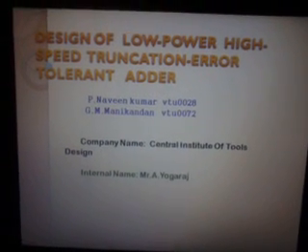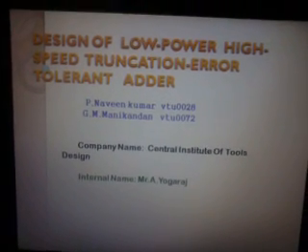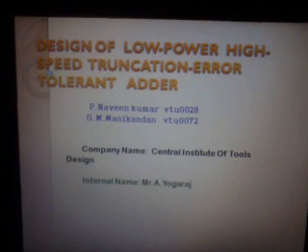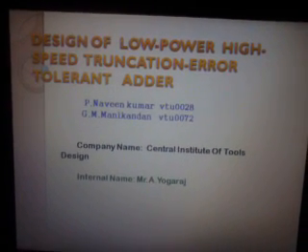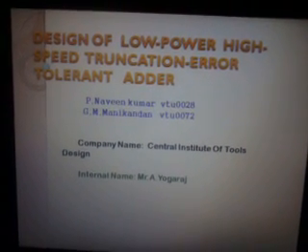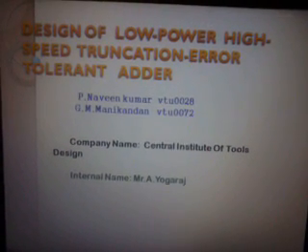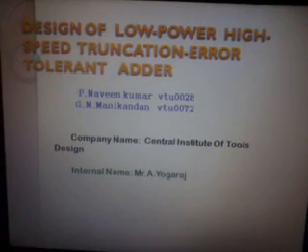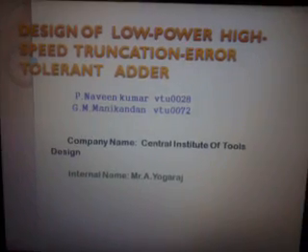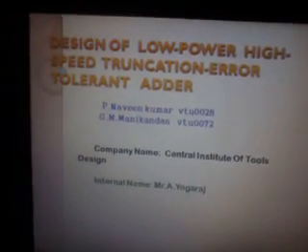Hello, we are from Tech University, and this is a project. The project name is Design of Low Power High Speed Truncation Error Tolerant Adder. The batchmates are Naveen and Manikandan. The company name is Central Institute of Tool Design. The internal guide is Mr. A. Yogaraj.